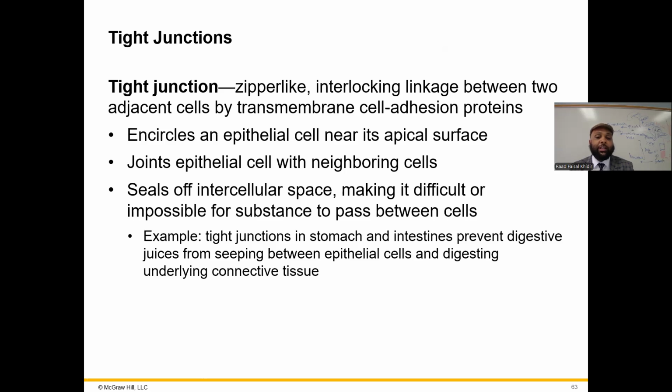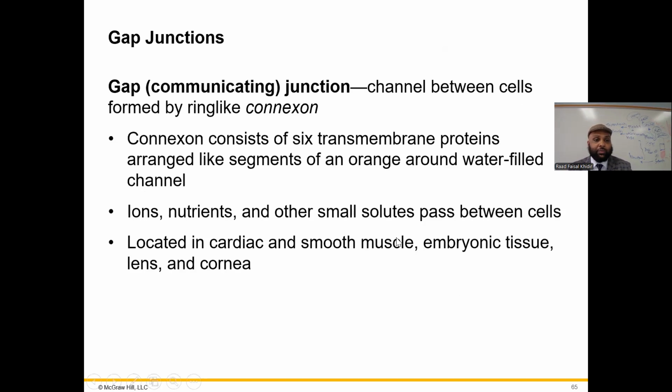They encircle an epithelial cell near the apical surface, and they join the epithelial cell with a neighboring cell, and they seal off the intercellular space, making it difficult or impossible for substances to pass between them. An example would be the tight junctions in the stomach and intestines that prevent digestive juices from seeping between the epithelial cells and digesting the underlying connective tissue.